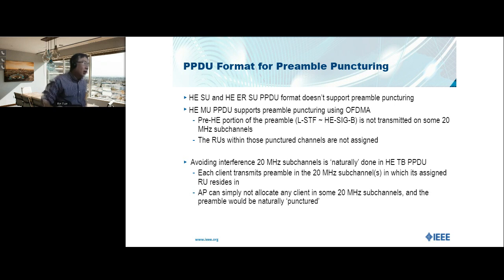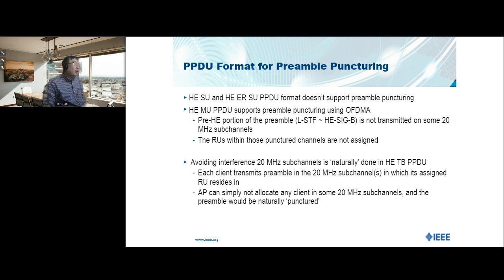Okay, so as we just said, SU and EHT SU format cannot support it. You can do the MU PPDU to support it using OFDMA. The pre-HE portion is now transmitted on 20 MHz subchannels, or those so-called puncturing channels. RUs within those punctured channels are not assigned, so as to avoid that channel, okay? So what happened to a trigger PPDU, you will ask, okay?